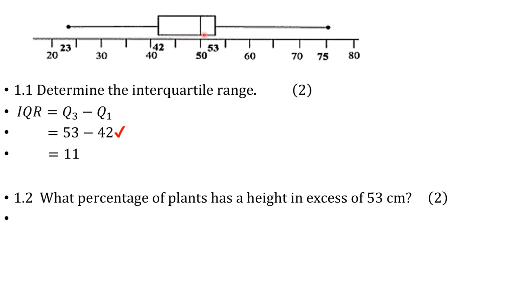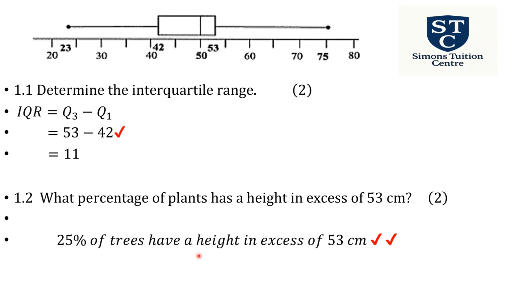Then from quartile 2 to quartile 3 gives me another 25, and then from quartile 3 to the end, another 25. So therefore, 25% of the trees at the end are in excess of 53 centimeters. So 25% of the trees have a height in excess of 53 centimeters.